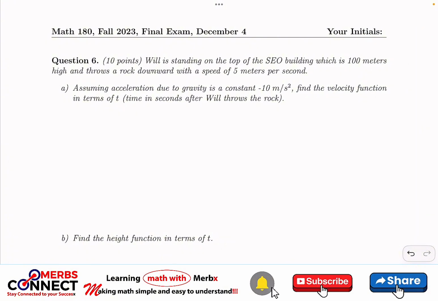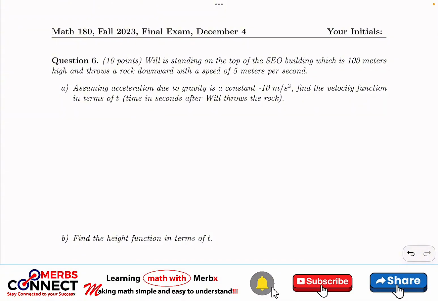Now let's just read the question, because reading the question is always the best way to do this. Vo is standing on top of the SEO building, which is 100 meters high. So this will be our s, the height. He throws a rock downward with a speed of 5 meters per second, so this is the velocity. The question is: assuming acceleration due to gravity is constant, find the velocity function in terms of time.